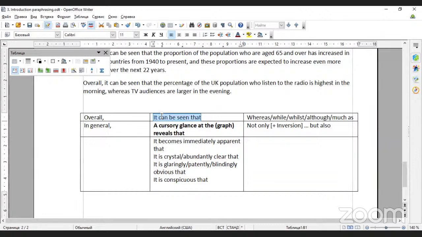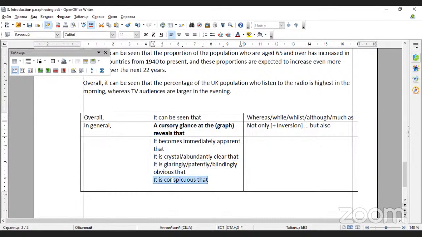You don't need to say it can be seen that. It's kind of redundant. But you can use some nice collocation like a cursory glance at the line graph reveals that. Cursory glance is a nice collocation, reveals that's a good synonym for shows. Or you can say it becomes immediately apparent that, or it is abundantly clear that, or it is glaringly obvious, it is patently obvious, it is blindingly obvious that, or it is conspicuous that.